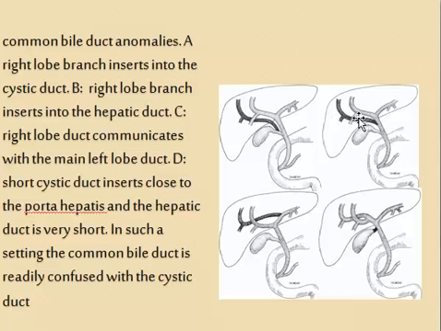B, right lobe branch inserted into hepatic duct. C, right lobe branch inserted into left lobe duct, main left duct. D, short cystic duct inserted close to the porta hepatis high up. In such a setting, the common bile duct is readily confused with cystic duct.